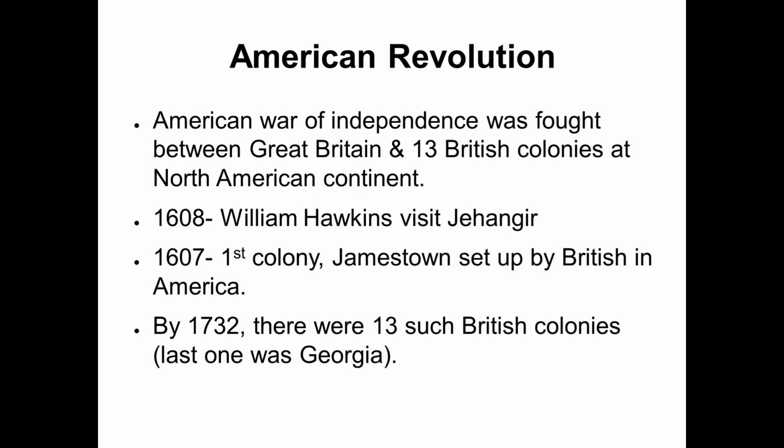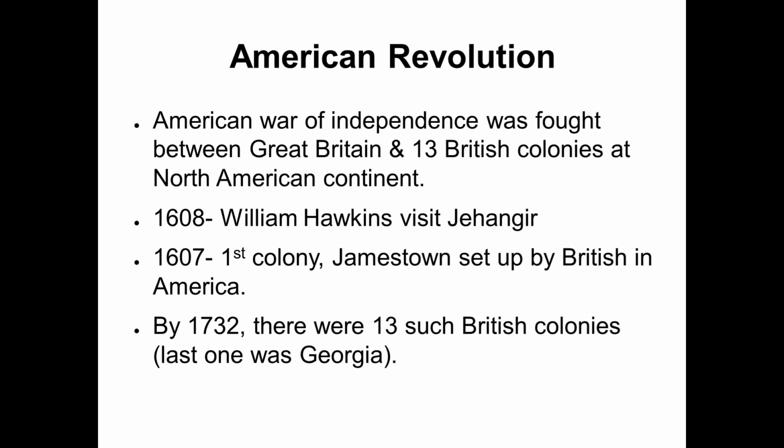Just a few chronologies you need to know: in 1607, Jamestown was set up by the British in America. It was the first British colony in America, named after King James of England. That's why it was called Jamestown. And the very next year, in 1608, William Hawkins, one of the representatives of the East India Company, visited India in the court of Jahangir, the Mughal emperor.